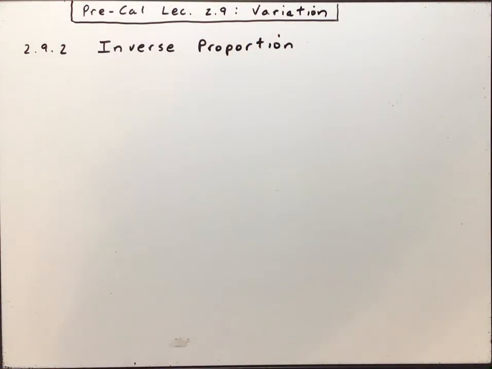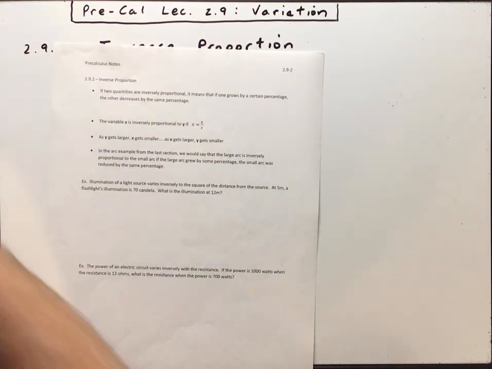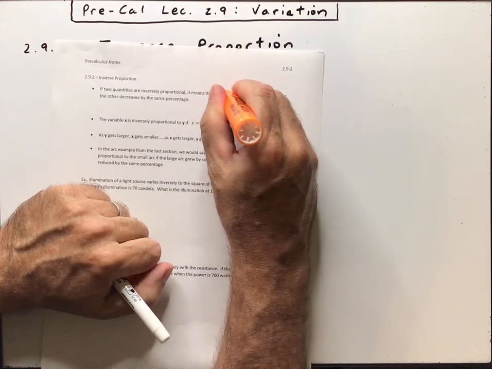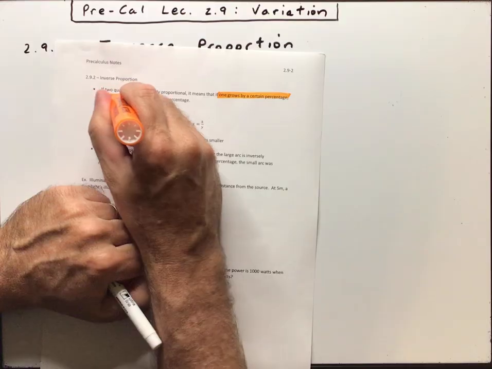Okay, so looking at our notes here, let me find that note sheet. So with inverse proportion, it says if two quantities are inversely proportional, it means that if one grows by a certain percentage, the other decreases by the same percentage.